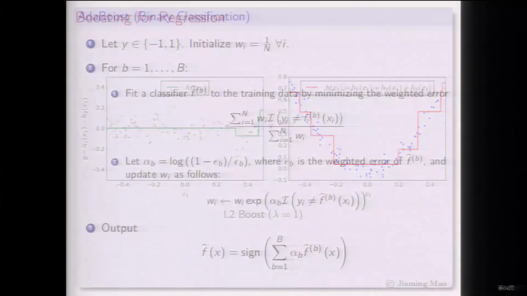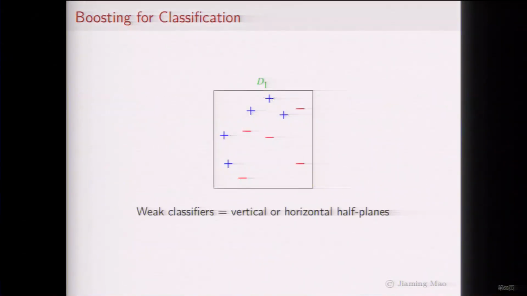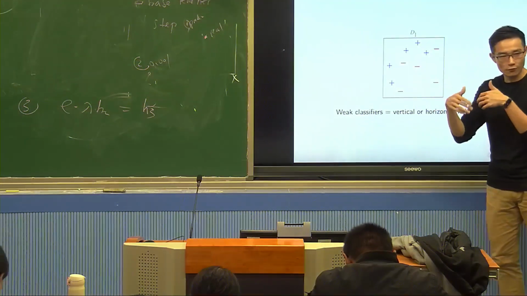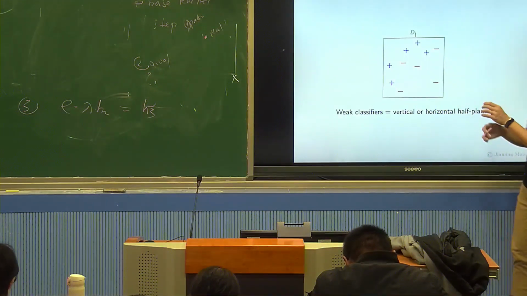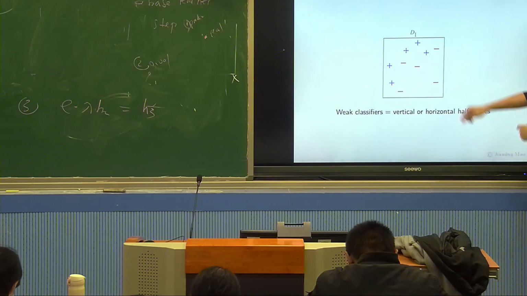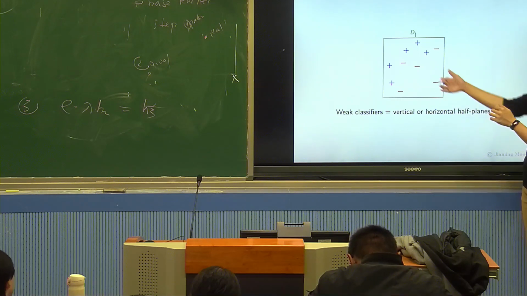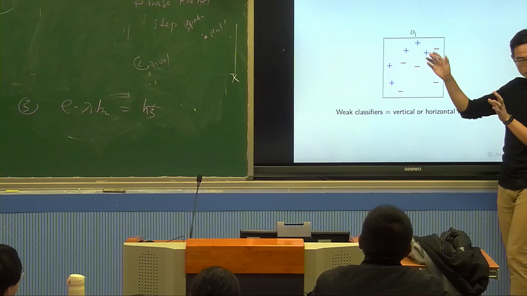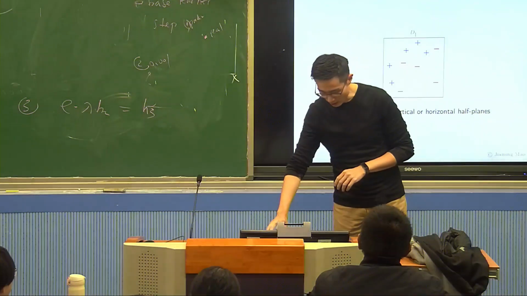In classification, it's the same idea. We are reweighting so that every time I'm trying to fit the mistakes I made in the previous round. So let's take a look. Suppose this is some data where y is binary, two classes, plus and minus. I'm trying to separate the plus from the minus and make a very good prediction.